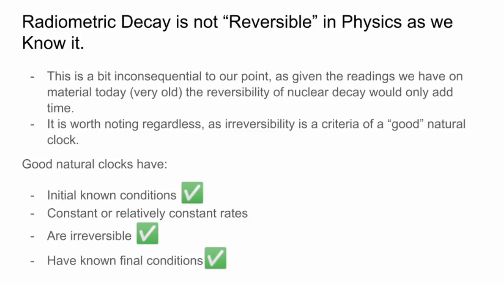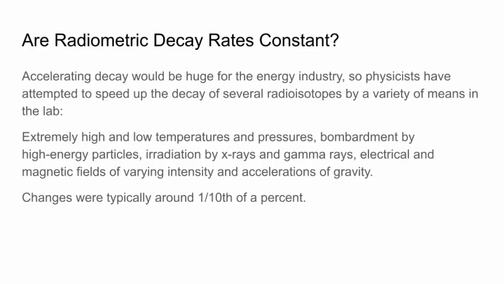So at present, radiometric decay checks 3 boxes. We know that we can trust radiometric decay in that we can test for initial known conditions, and we know the final condition is all daughter material. We also know that it's irreversible in that over the course of our observation and through our testing, we have not been able to reverse it. But here's the big one.